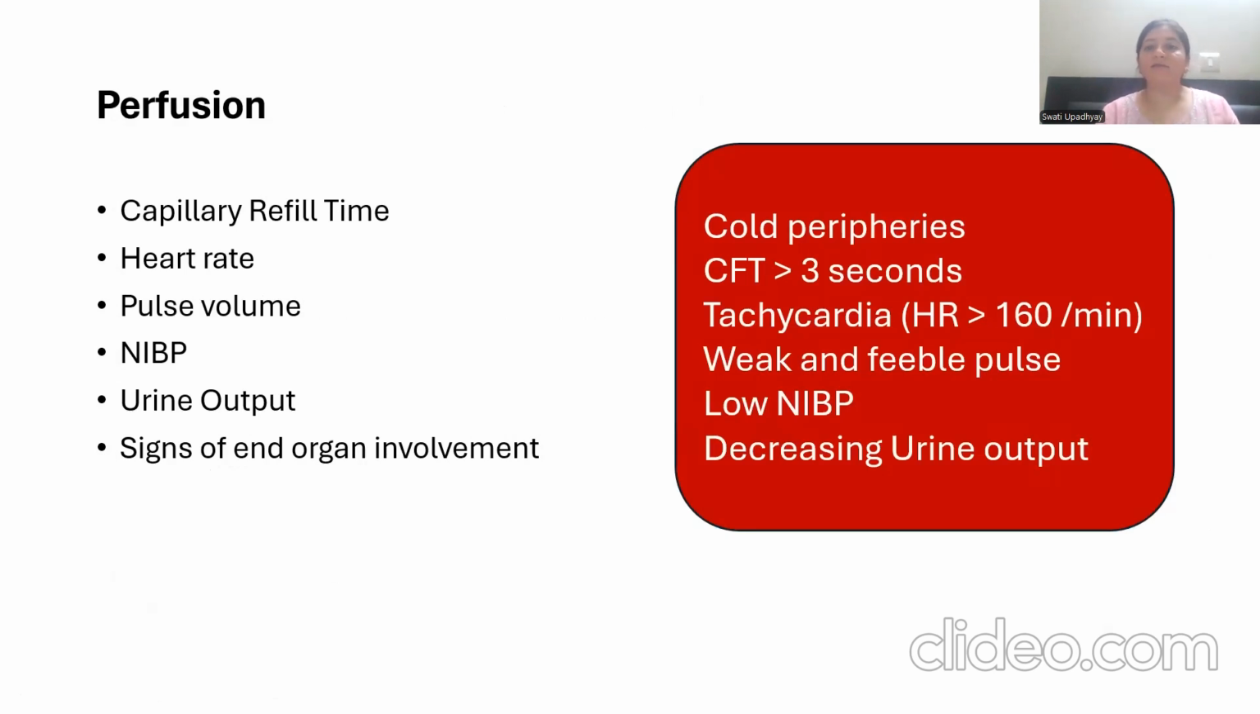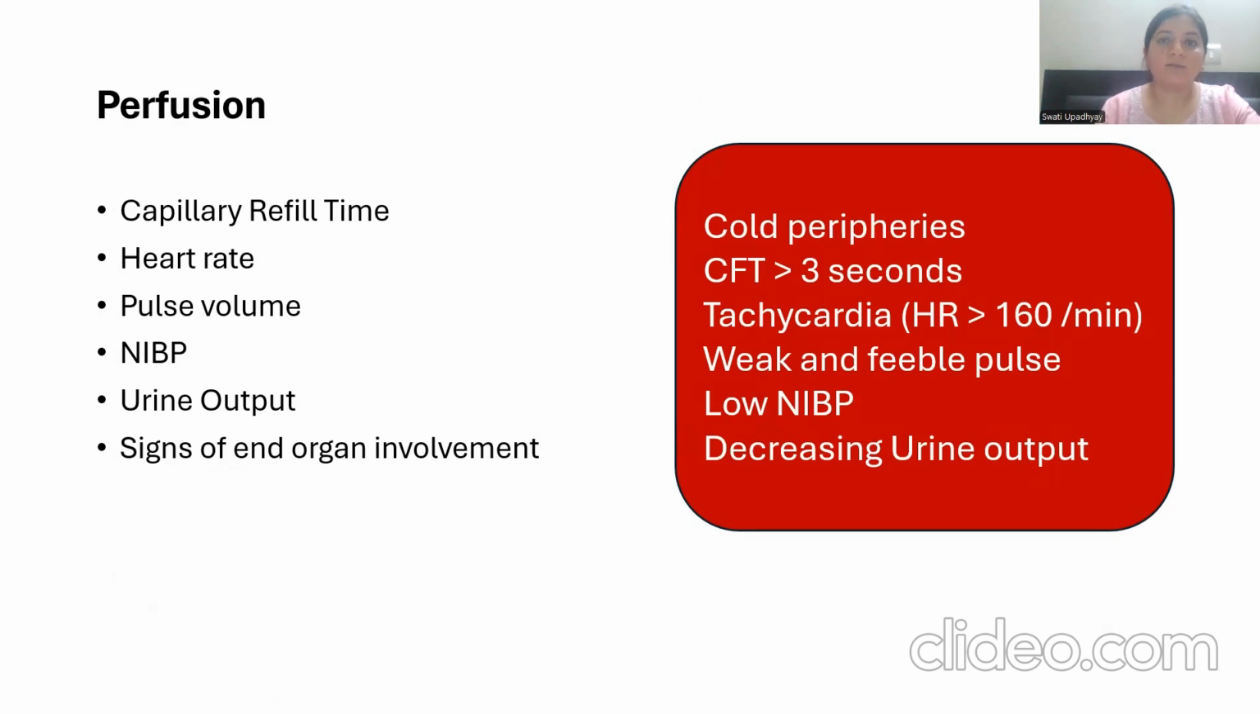Now we have assessed the sensorium, the temperature, the oxygenation part of STOPS pathway. Now, next important parameter in the STOPS pathway is perfusion. So what is perfusion? It is basically how well the blood is flowing in all organs of the body. And how do we assess the perfusion of the baby?